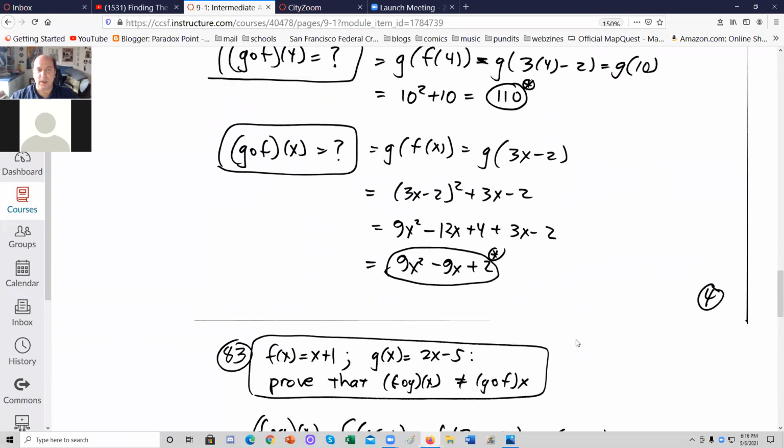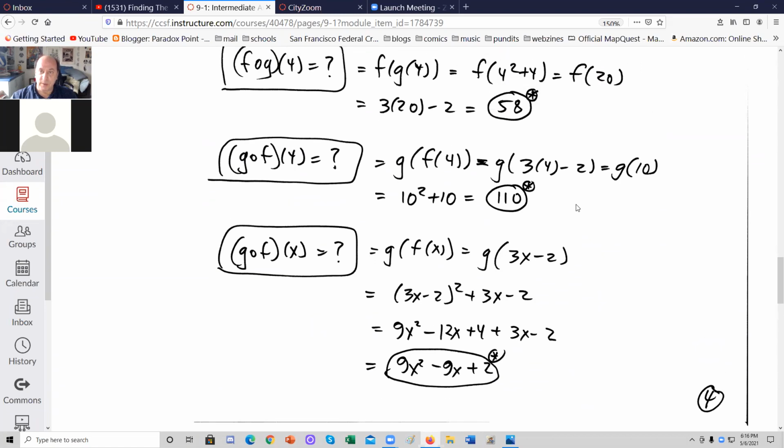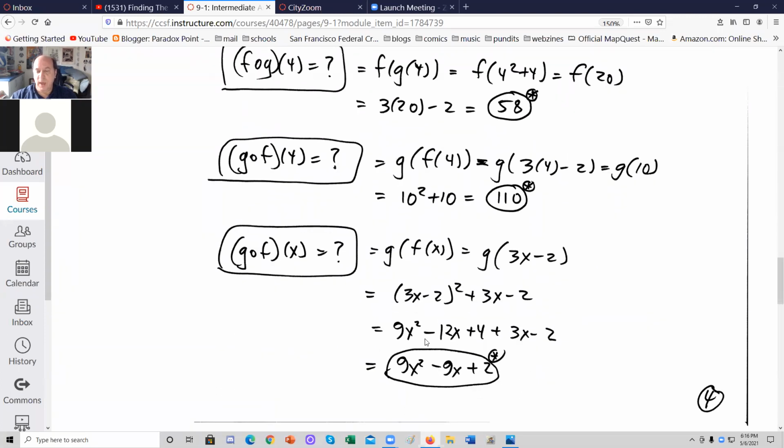Now let's do it more generally. What's g of f of x? Well, g of f of x is g of 3x minus 2, because that's what f is. And g of that thing will be that thing squared plus itself. So 3x minus 2 squared plus 3x minus 2. And you expand it and combine terms, 9x squared minus 9x plus 2.